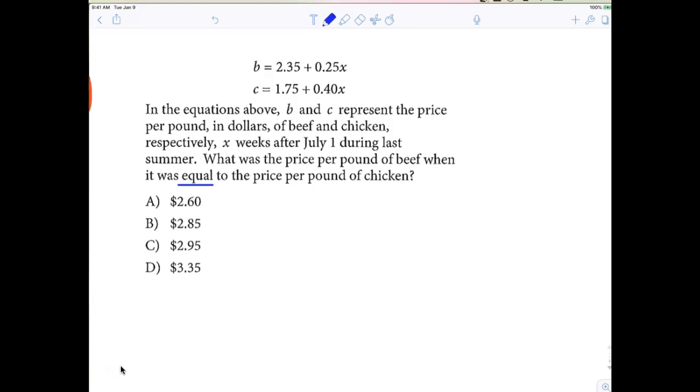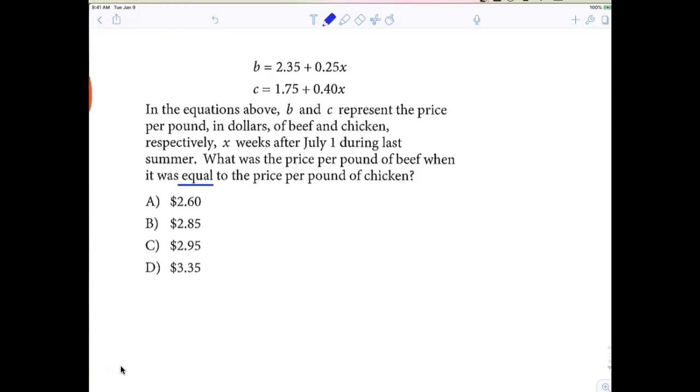Well, we set 2.35 plus 0.25x equal to 1.75 plus 0.40x. Everybody see that now? It's asking when are the prices the same. This represents the price of beef. This represents the price of what? Chicken. We want to know when the prices are what? Equal. So you put them equal to each other. That's it. Put them equal to each other.